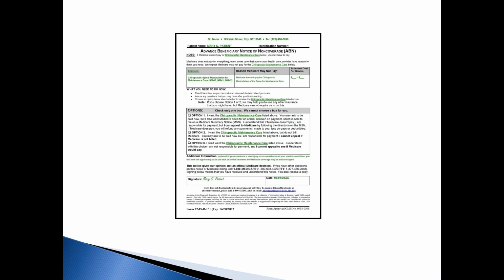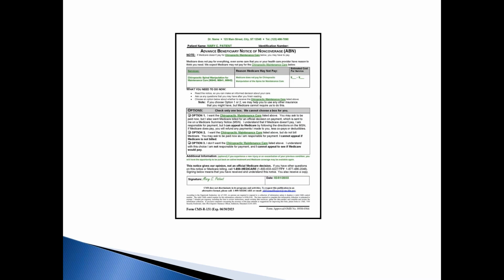The top, everything you see in green, you need to fill out. So your name and address across the top, the patient's name where it says patient name. Identification number, I would leave that blank. And then it says services: chiropractic spinal manipulation for maintenance care. Reason Medicare won't pay? It's because Medicare doesn't pay for chiropractic manipulation for maintenance care.